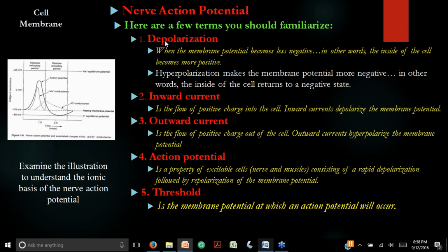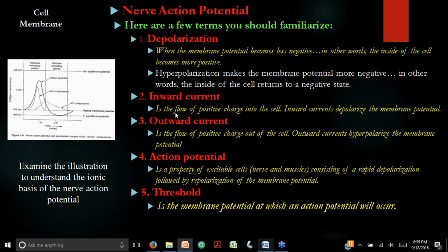Okay, so some other terms that we need to remember. Depolarization is when the membrane potential becomes less negative. So less negative inside, or actually we can say more positive.